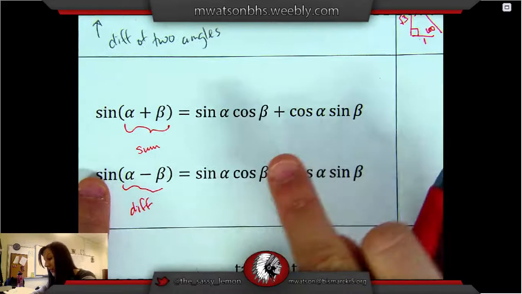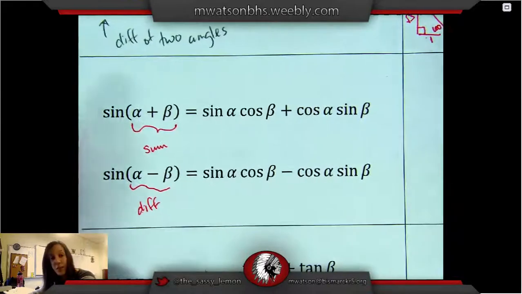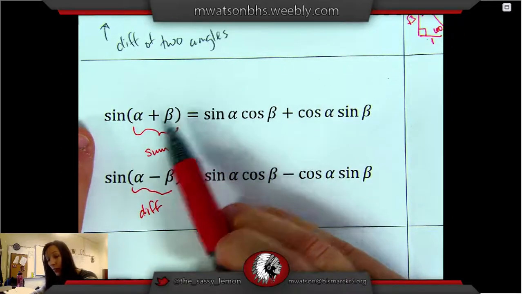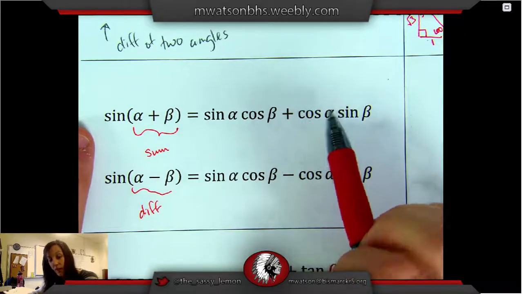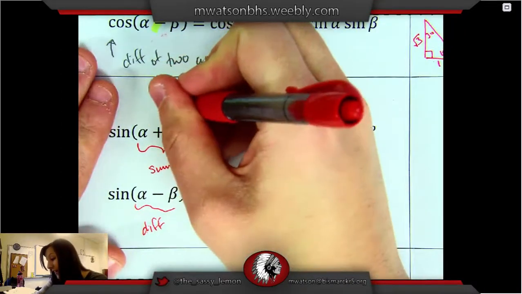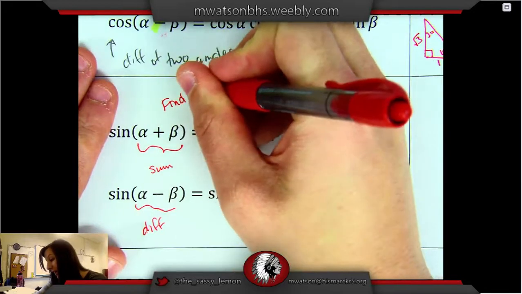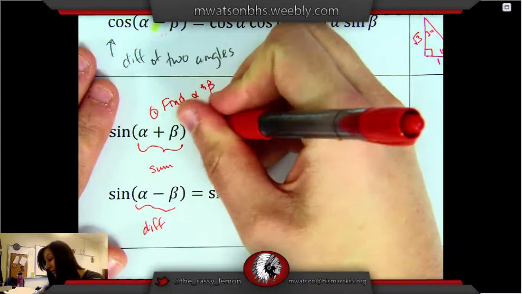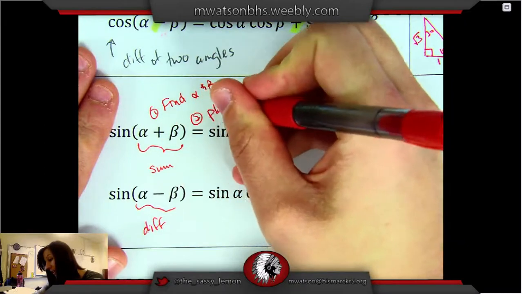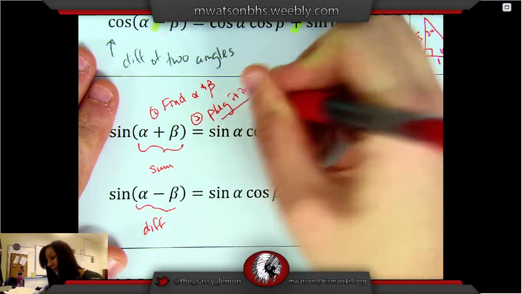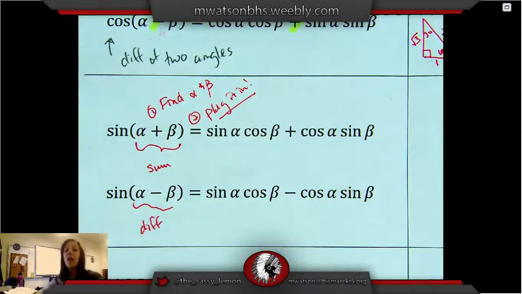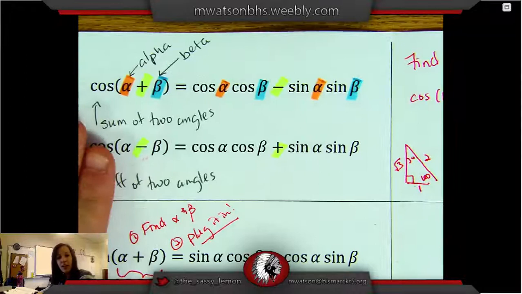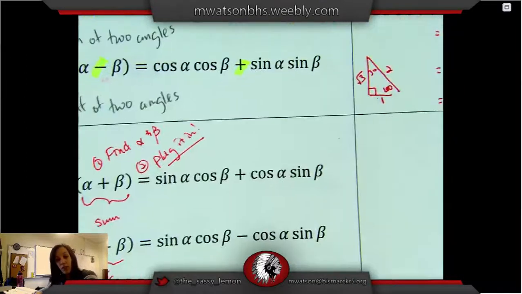So same exact kind of strategies here. All you need to do is find your alpha and beta. Once you find them, plug them in. So find alpha and beta. That's step one. Step two, plug it in. Alright, so I'm not going to do any highlighting here. You can kind of see the similarity from above, and if you want to, you can go ahead and highlight this.